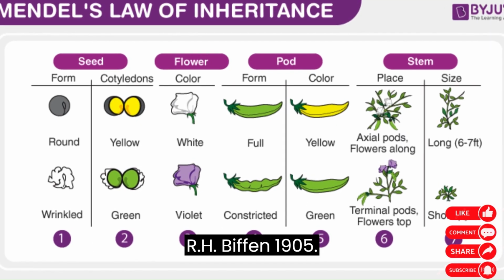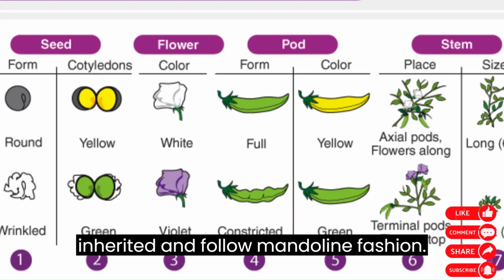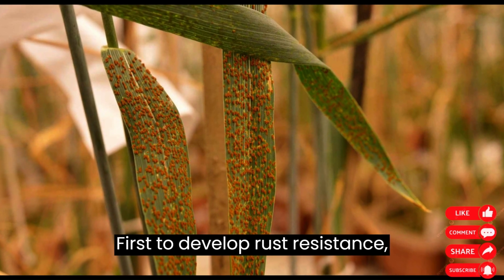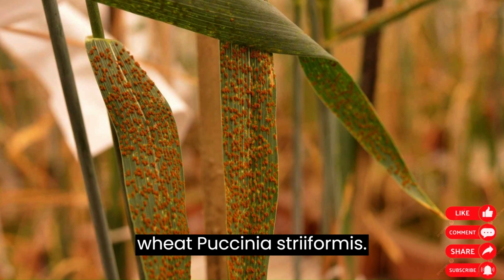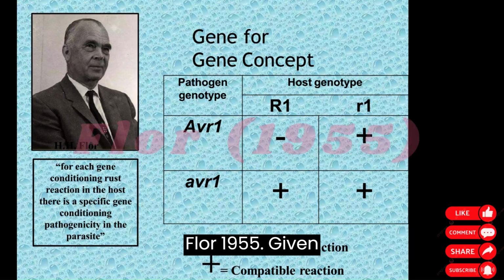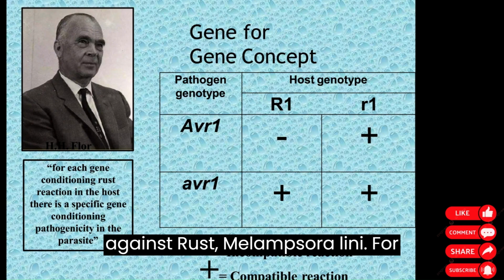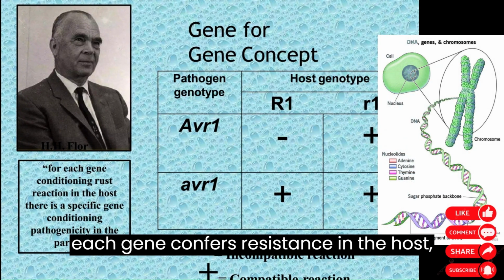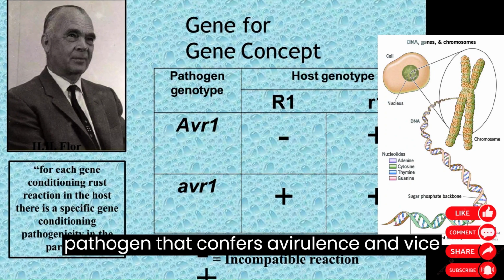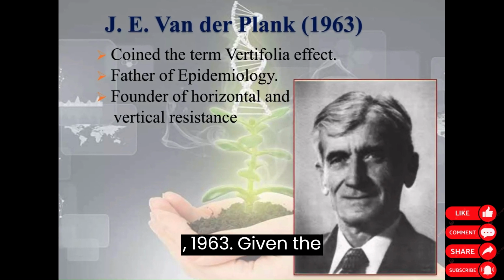R. H. Biffen, 1905. Resistance to yellow rust in wheat was inherited and followed Mendelian fashion. First to develop a rust resistant variety, Rivet, against yellow rust of wheat, Puccinia striiformis. Flor, 1955. Gave the gene for gene hypothesis concept in flax against rust, Melampsora lini. For each gene that confers resistance in the host, there is a corresponding gene in the pathogen that confers virulence, and vice versa.